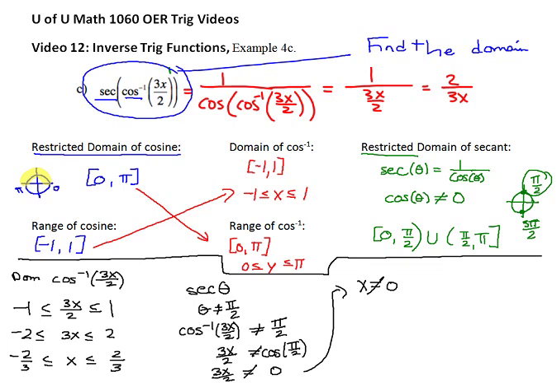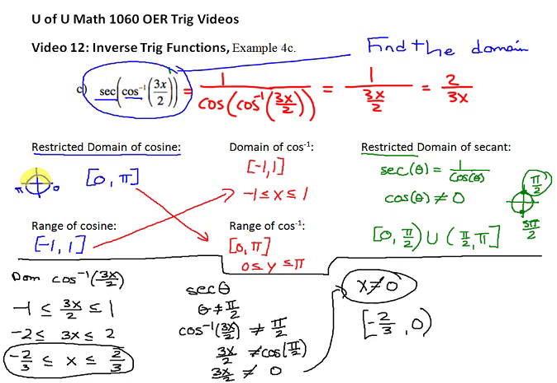So we need to combine these two facts, that x does not equal 0 and that we're in this interval, to get our domain. I'm going to switch back to intervals. We start at -2/3 and go to 0, but I don't want to include 0. And then I'll continue at 0, not including it, and go to 2/3. And that is the domain of this composition of an inverse trig function with a general trig function.